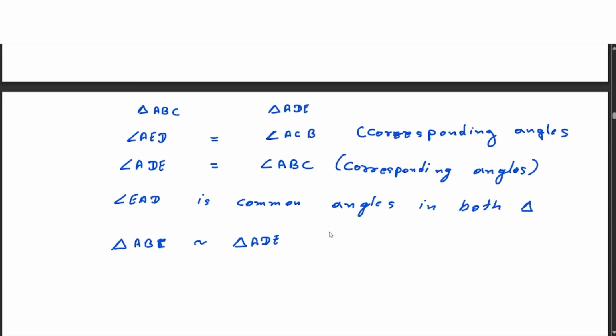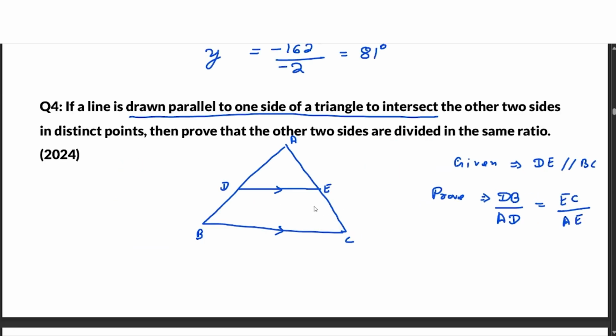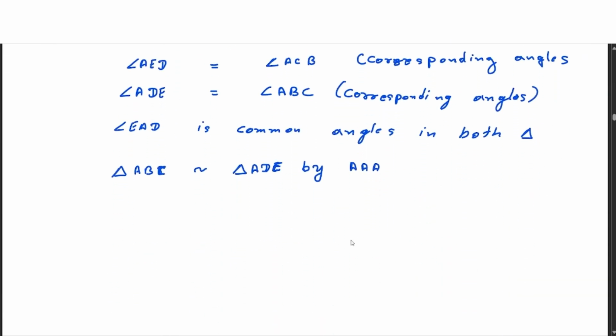Okay, so here all three are coming equal because of the angles. So we can say here by the triple A criteria, both the triangles are similar. So we can say here that AC over AE is equal to AB over AD. So based on that we can write here.